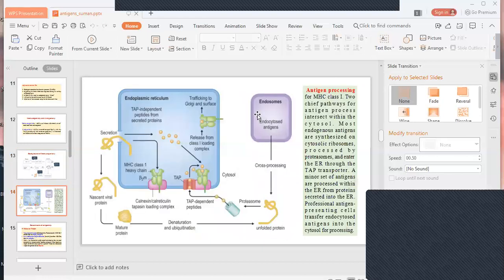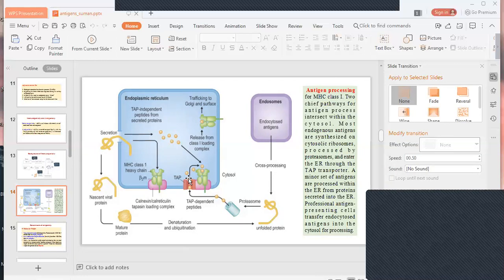This picture will tell you how the degradation and maturation is going on. Here MHC class 1, this is the beta 2 chain of the MHC class 1 heavy chain, and this is the transporter associated with antigen processing, TAP. These are the transport proteins, and this is the TAP-independent peptide form, and this is the TAP-dependent peptide form.